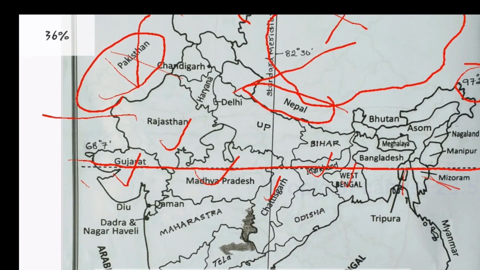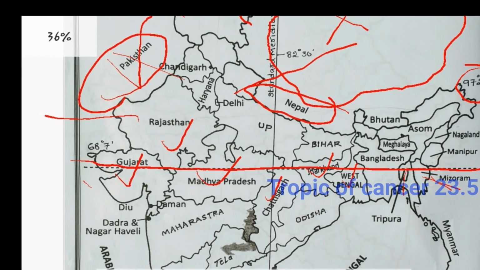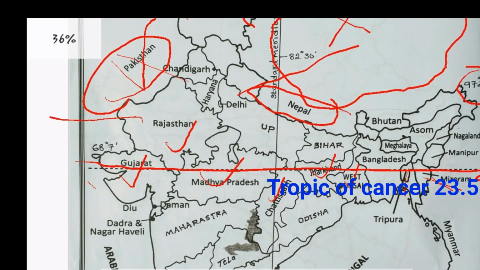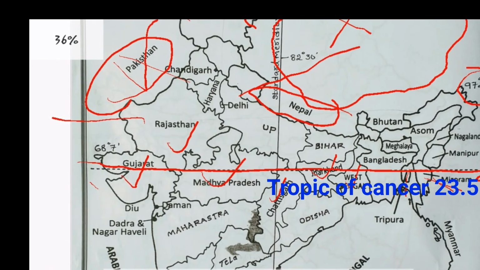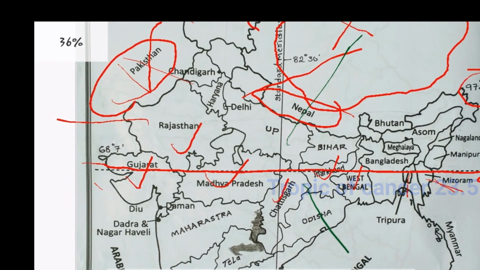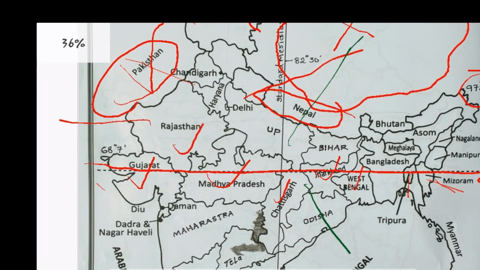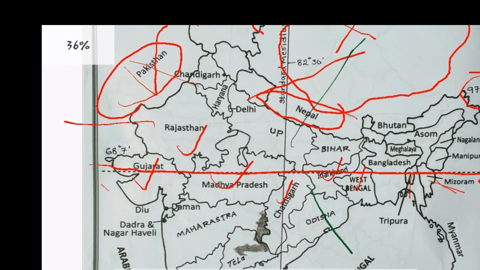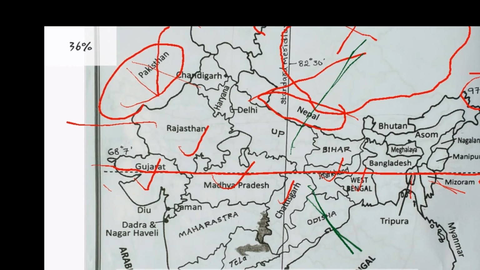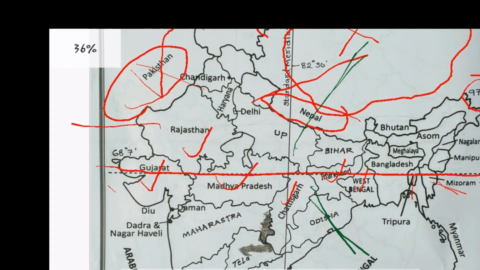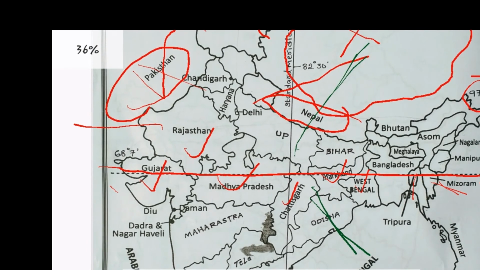And here the Tropic of Cancer, this 23½ degree northern latitude, divides India into two equal parts, one north and one south. That means this line, the 23½ degree line, the Tropic of Cancer, divides India into two equal parts, a north part and a south part. Okay. And next here we have to discuss the 82½ degree eastern longitude.